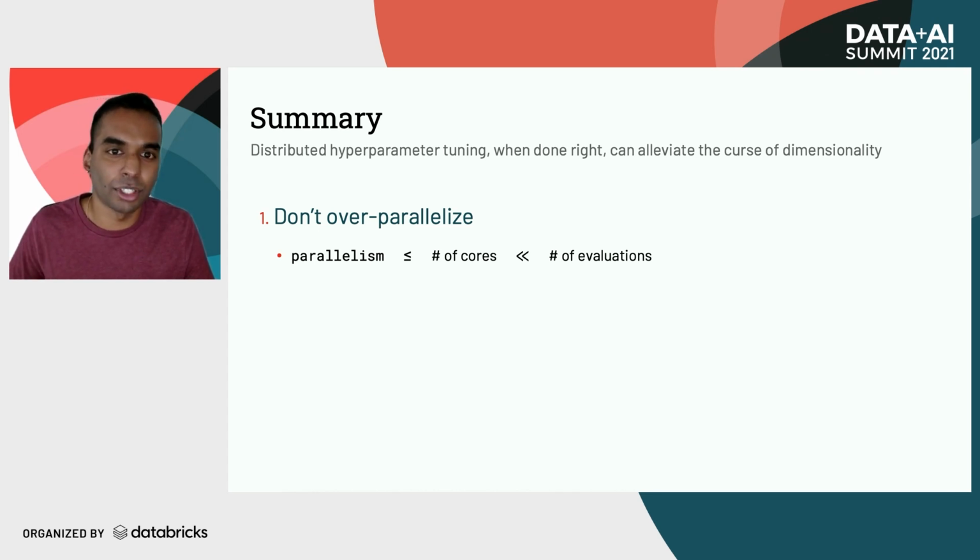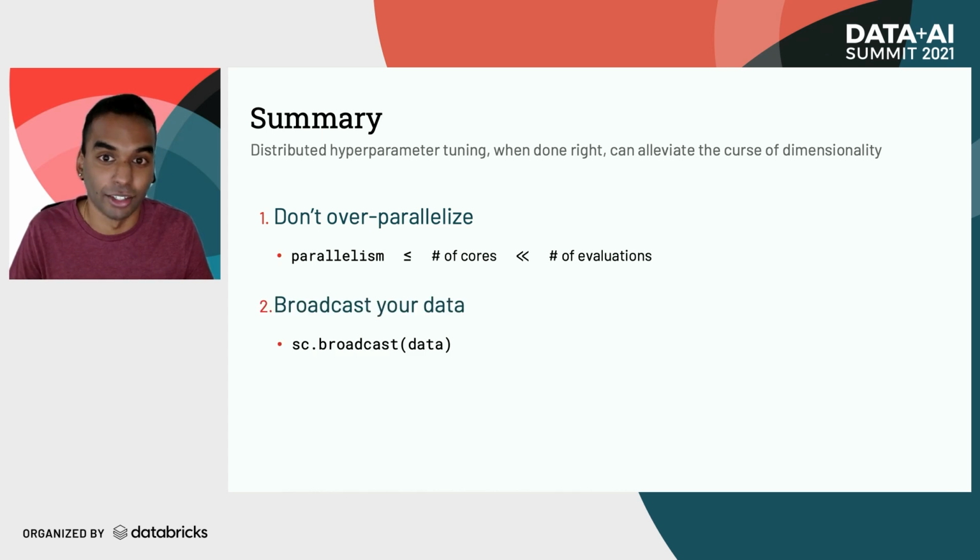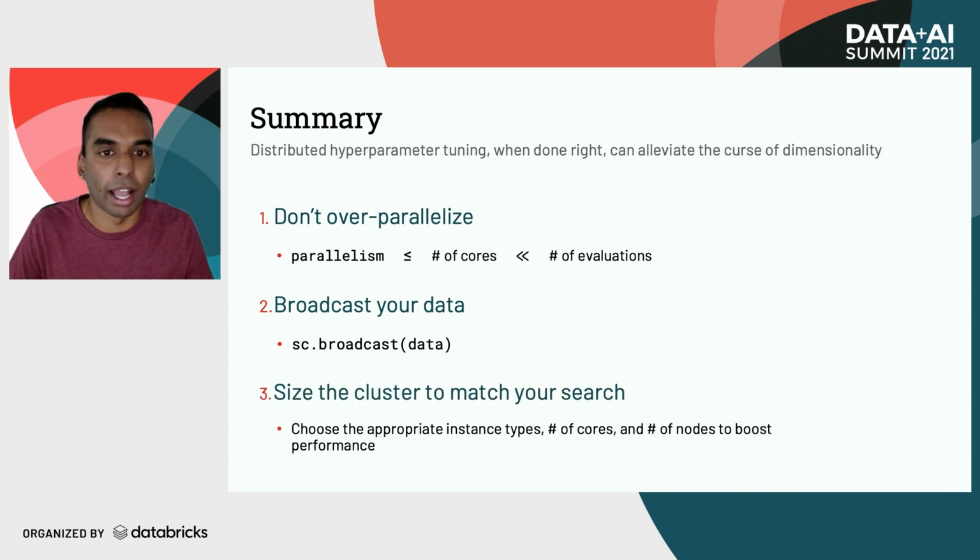The second idea we discussed was the benefits of broadcasting your data so that it can be cached on the worker nodes for all of the evaluations to share. As long as your Spark configuration supports the data size, this is always beneficial, and you can default to loading from a distributed file system in special cases. The last note was about allocating cluster resources and some examples of when you might want to use certain instance types or scale up the number of cores or nodes in your cluster.